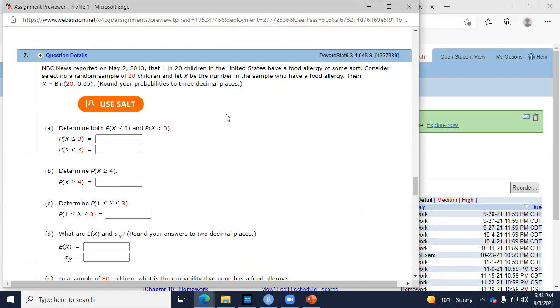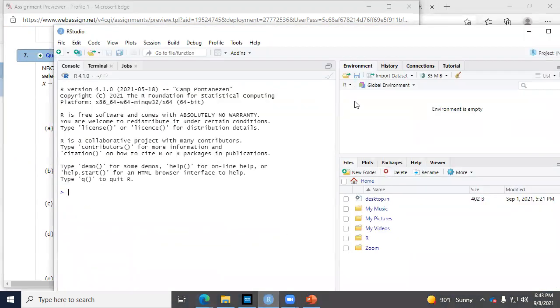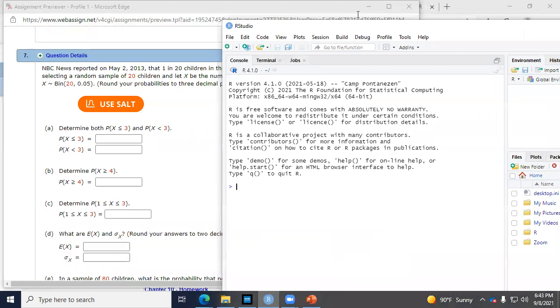Yeah, let's work on this example. Hopefully this R is working. Oh, this is something I learned recently. I find that each time you open WebAssign, at least for me, from a different computer, these numbers are changing.